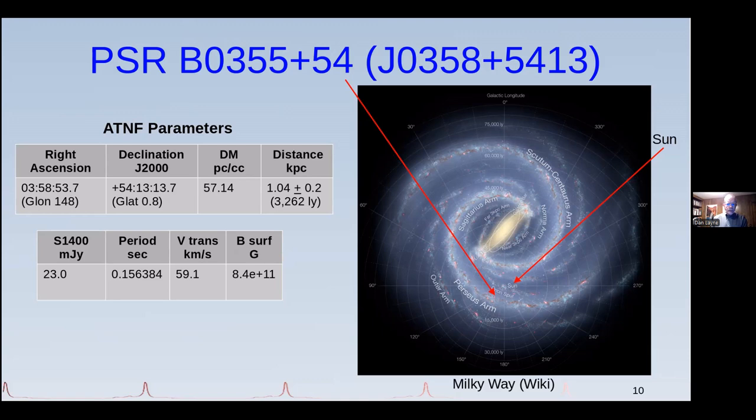It has a period of 156 milliseconds. We have detected this one at Haswell. It's got a 1400 flux of 23 millijanskys, so it's right at the edge of what we can detect, but we have detected it. It took 3 hours to detect it, and I don't know that we'd be able to do scintillation studies on it, but we would want to choose brighter ones.